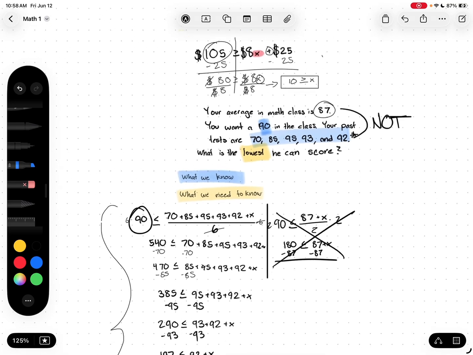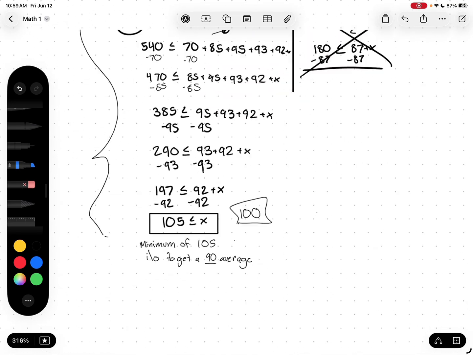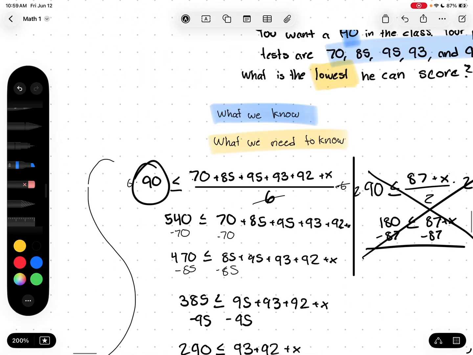Hopefully this makes a little bit of sense, and just make sure to remember that if you're ever dividing by a negative, you have to flip the sign.